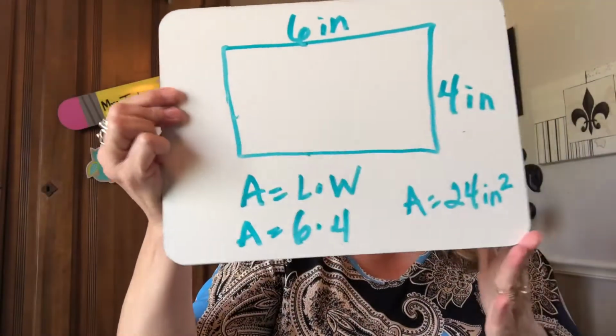Well, we remember that area's equation is length times width. So area is 6 times 4. So area is 24 inches, what? Squared, exactly. Got it?